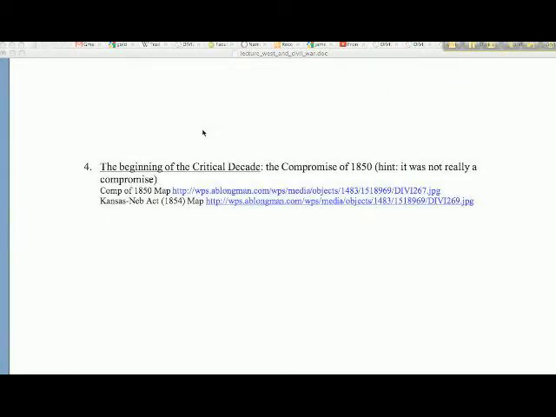So the 1850s are nicknamed the critical decade because they are the decade that began with the so-called Compromise of 1850, which was not really a compromise, and ended with the election of Abraham Lincoln and the secession of South Carolina, which led quickly downhill to the outbreak of the Civil War in April of 1861. So let me show you two of the key geographic efforts to forestall crisis that were fruitless efforts.